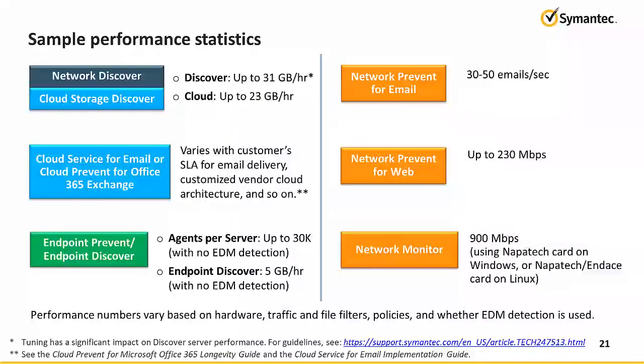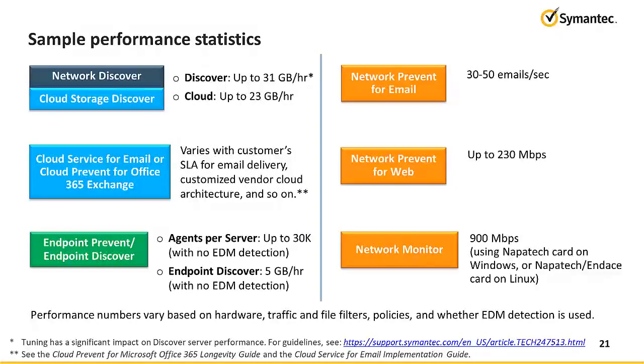When planning your Symantec DLP architecture, it is helpful to have some sample performance statistics for the various components. Note that the following statistics are general examples only, and that actual performance in production will vary based on hardware, network topology, traffic and file filters, your DLP policies, and other factors. Nevertheless, the following sample performance statistics can be helpful during the planning stage of your implementation.